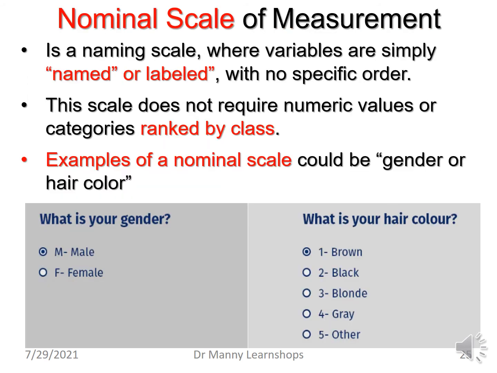A nominal scale of measurement is a naming scale, where variables are simply named or labelled with no specific order. This scale doesn't require numerical values or categories ranked by class. For example, a nominal scale could be gender or hair colour. What is your gender, male or female? What is your hair colour, brown, black, blonde, grey, or something else? A nominal scale of measurement.